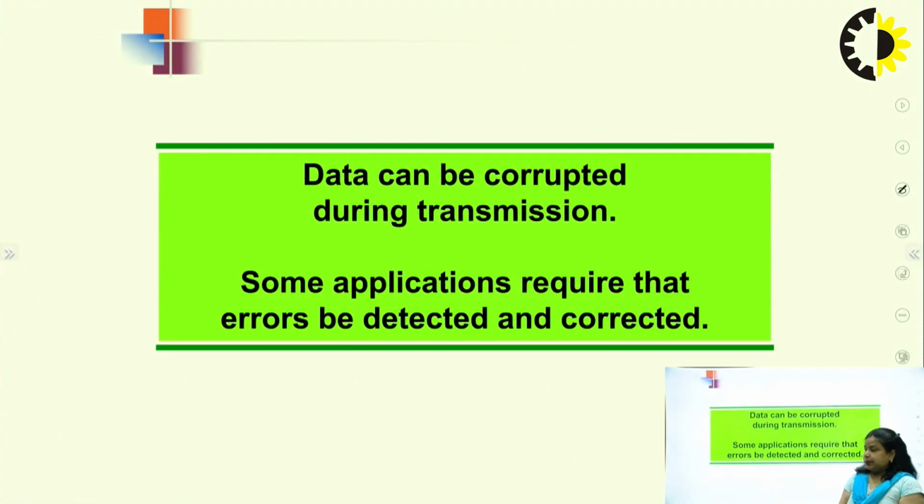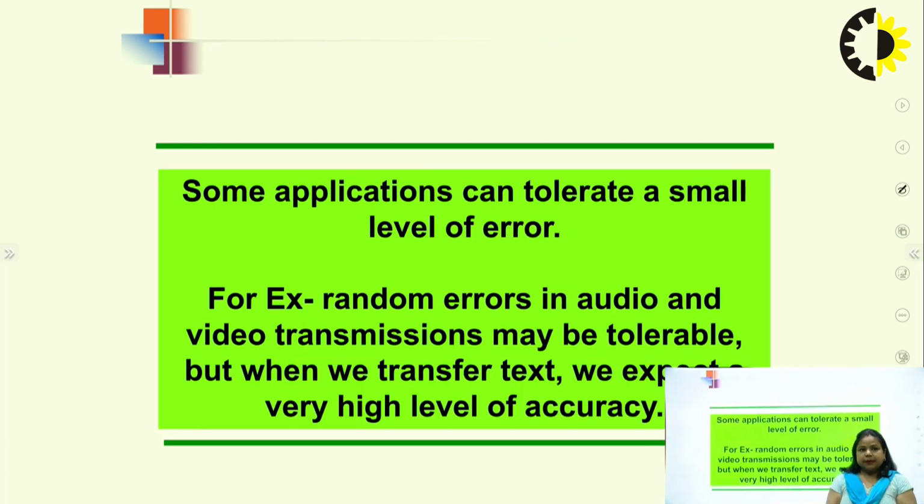Data can be corrupted during the transmission. Whatever data we are sending, it can be corrupted at any time. So during the transmission, first of all, we have the requirement that errors can be detected and corrected. Some applications require the errors to be detected and corrected, while some applications can tolerate a small level of error, like a single bit error, and in that case we can easily tolerate it.